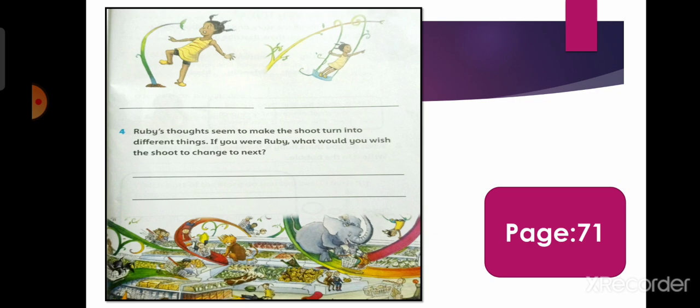Okay? You may write, I wish the shoot would come to my house, or I wish the shoot would come to my school, or anything else, or I wish the shoot would change. Whatever is in your mind, you may write here, because you have to write your own choice, what you wish the shoot to change to next.